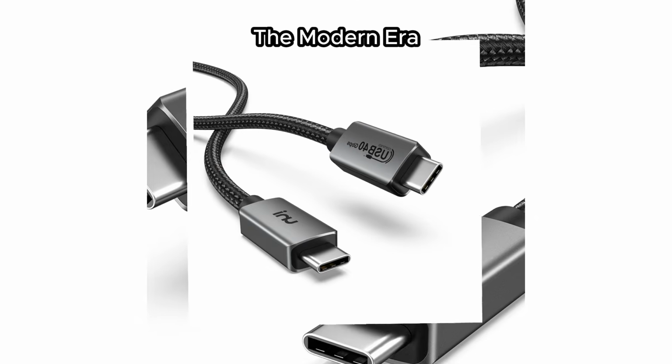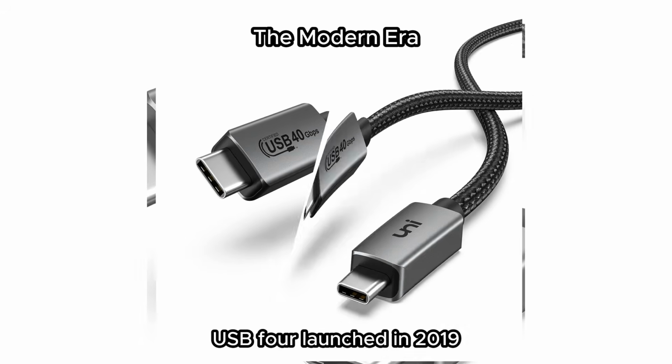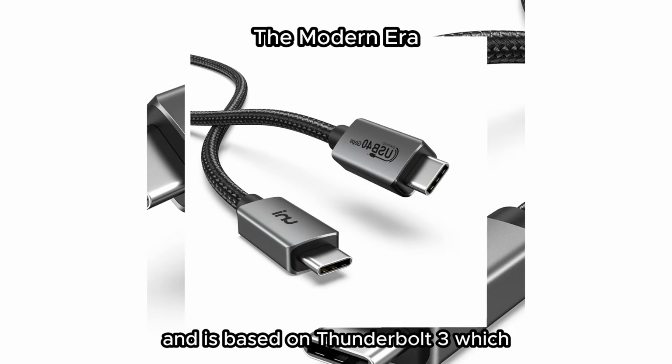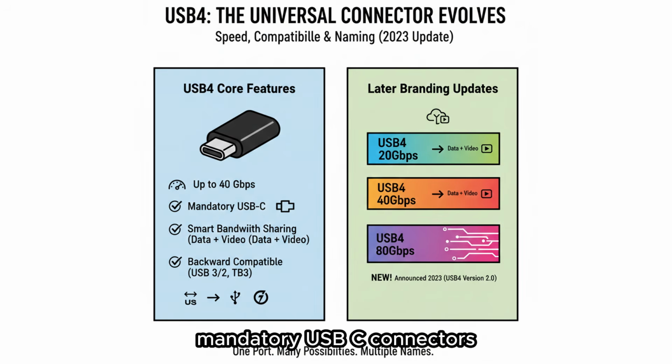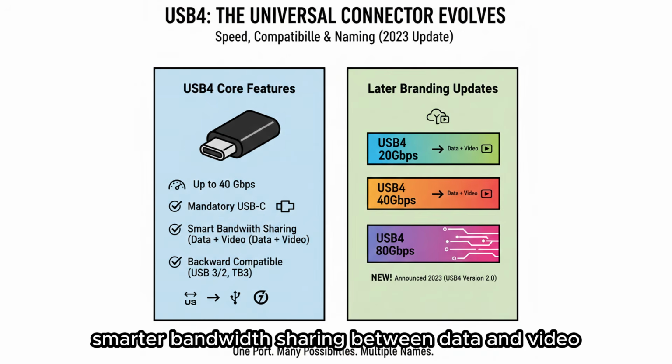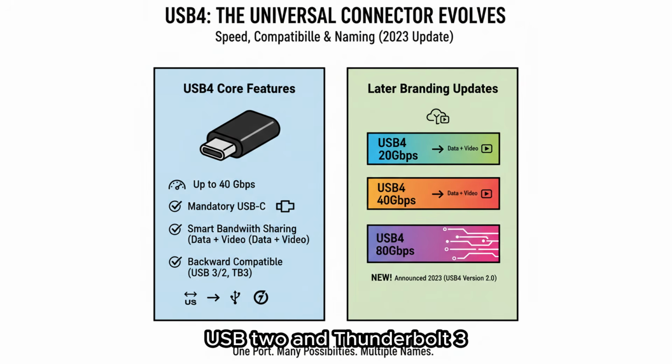The modern era, USB 4. USB 4 launched in 2019 and is based on Thunderbolt 3, which Intel made royalty-free. It supports up to 40 gigabytes per second, mandatory USB-C connectors, smarter bandwidth sharing between data and video, and backwards compatibility with USB 3, USB 2, and Thunderbolt 3.